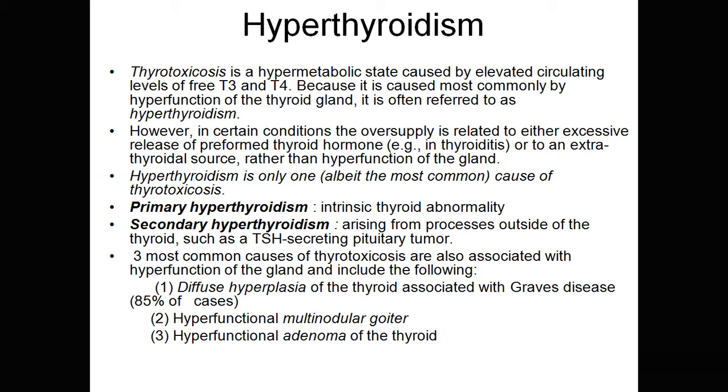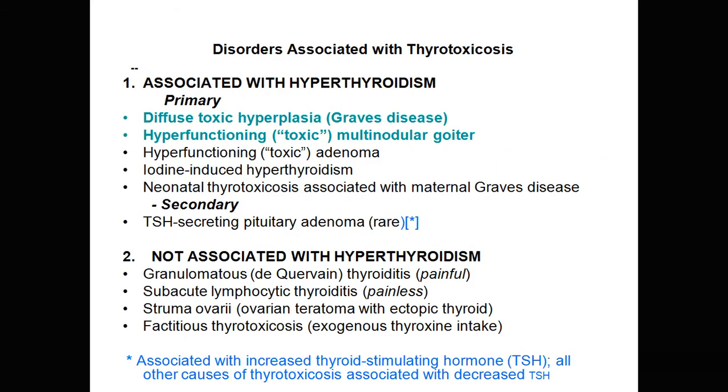The three most common causes of thyrotoxicosis are all associated with hyperfunction of the gland, and they include the following: diffuse hyperplasia of the thyroid, which is associated with Graves' disease, hyperfunctional multinodular goiter, and hyperfunctional adenoma of the thyroid. So Graves' disease, multinodular goiter, or the hyperfunctioning adenoma of the thyroid.